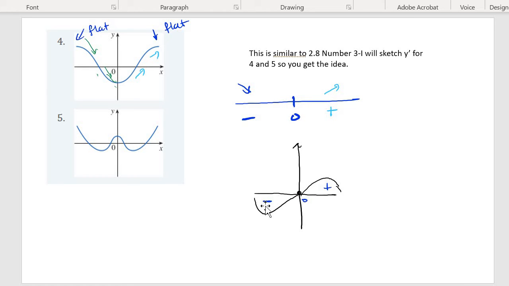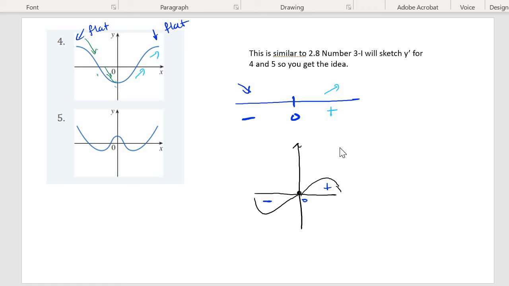I should have labeled my axes here, but x, y prime. If the derivative is negative, then the derivative curve has to be below the x-axis. So whenever the original curve is going down, the derivative has to be below the x-axis. Right here it was flat, so at the very start, it's going to be 0. So it's going to touch the x-axis. It's flat again at 0, so it strikes the x-axis again at 0.